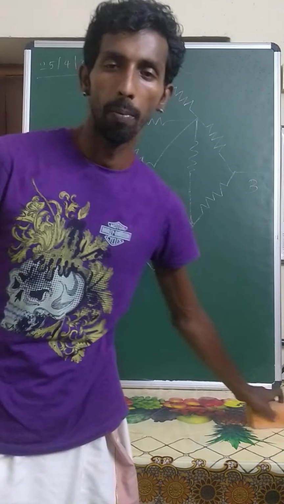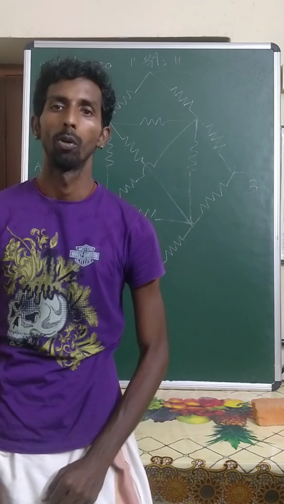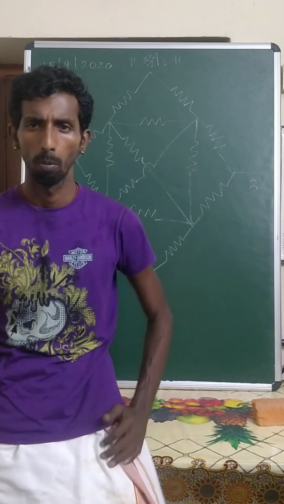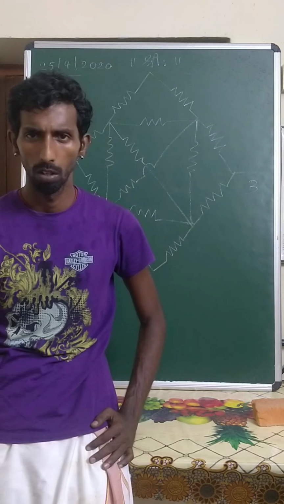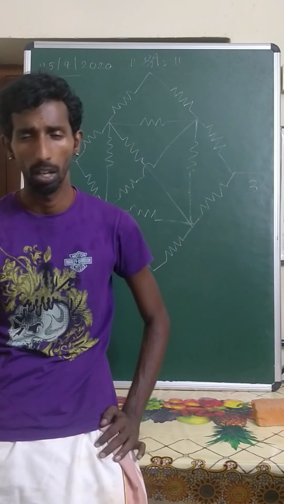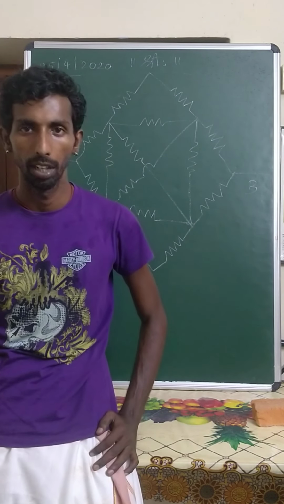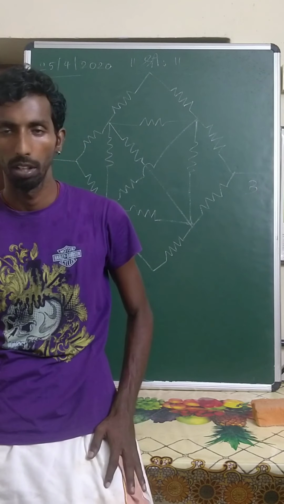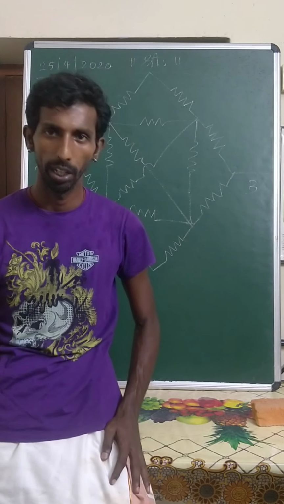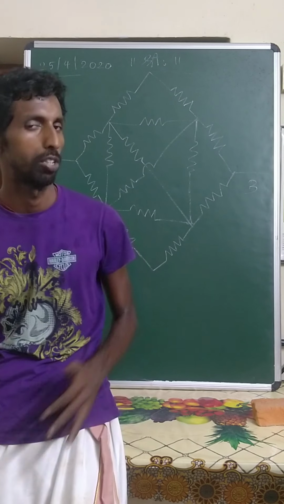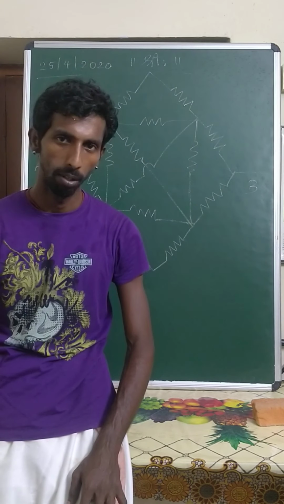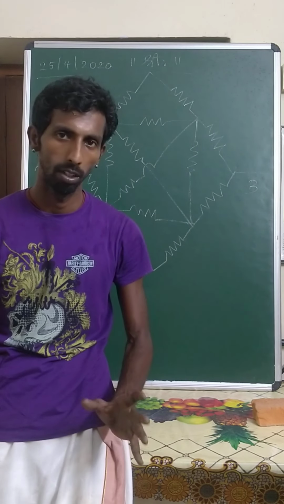Good evening, students. In this video we are going to see a problem. It is a continuation of our previous video from the current electricity lesson for the JEE Advanced problems. Here we have a problem with 14 identical resistors which are connected in such a manner between the points A and B.